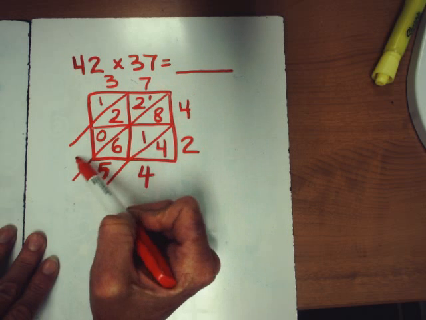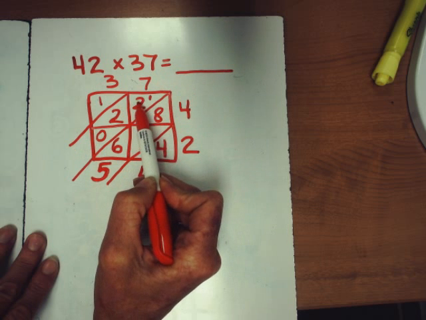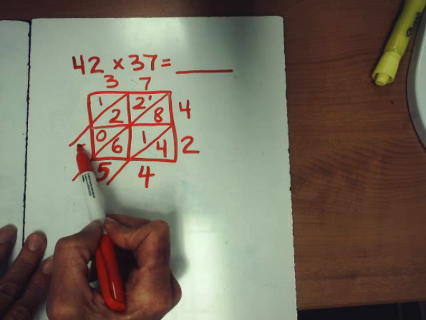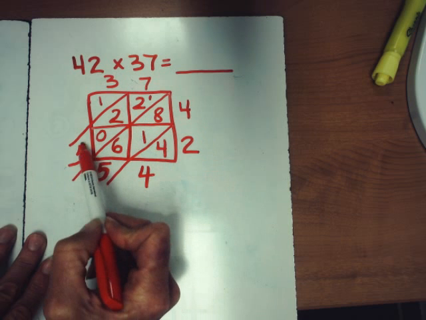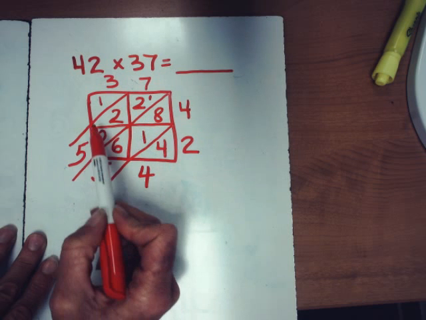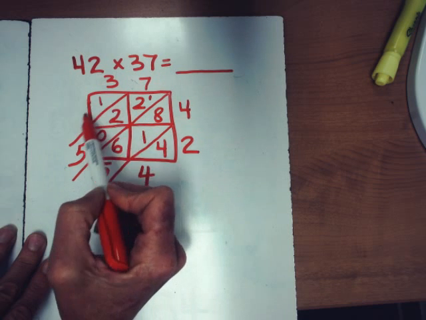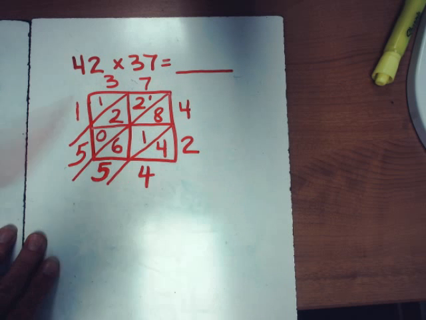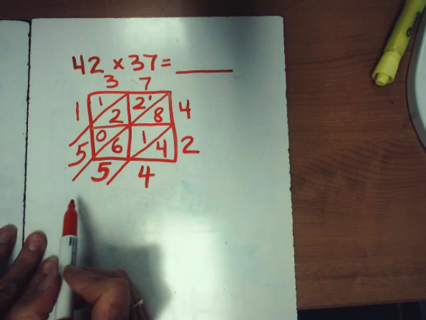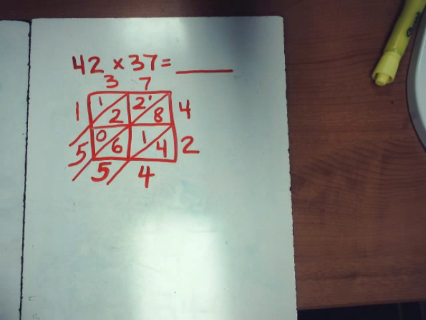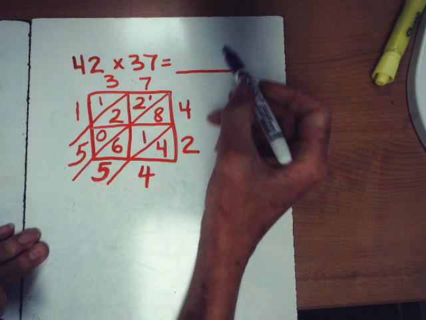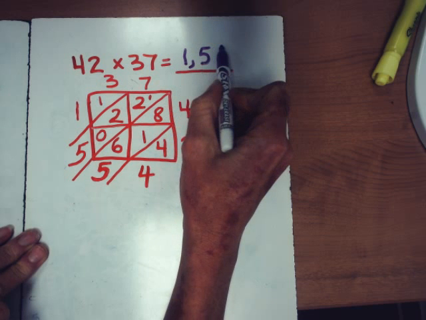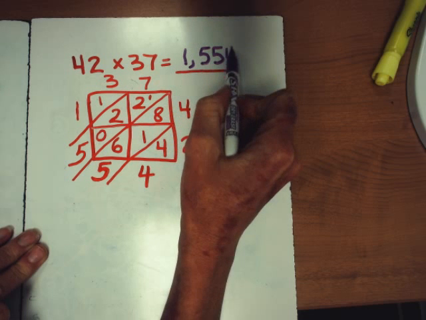Now I'm going to add the hundreds column. 1 plus 2 is 3. 3 plus 2 is 5. I have another 5. And then I go to the thousands place, and I only have one number there, nothing to add to it, so I'm just going to put my 1. So my solution for this problem, we'll move it up here, we have 1,554.